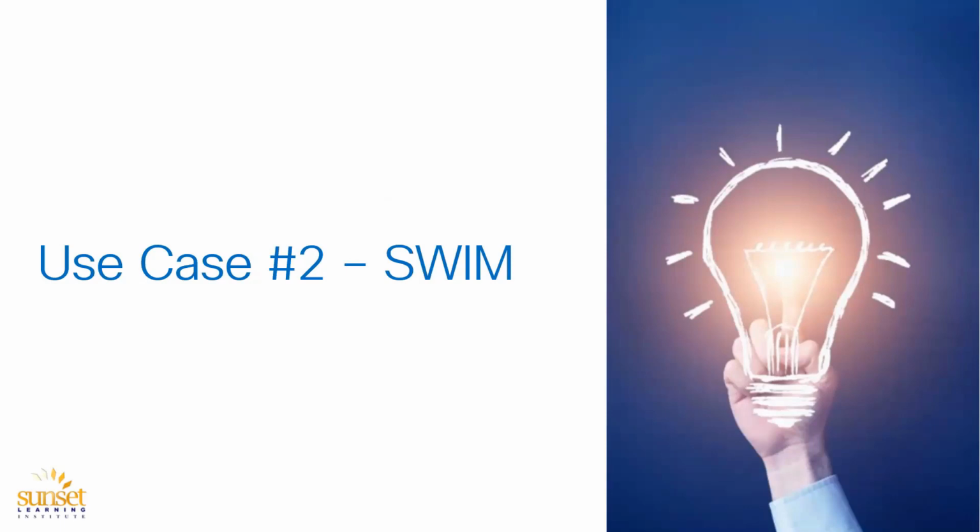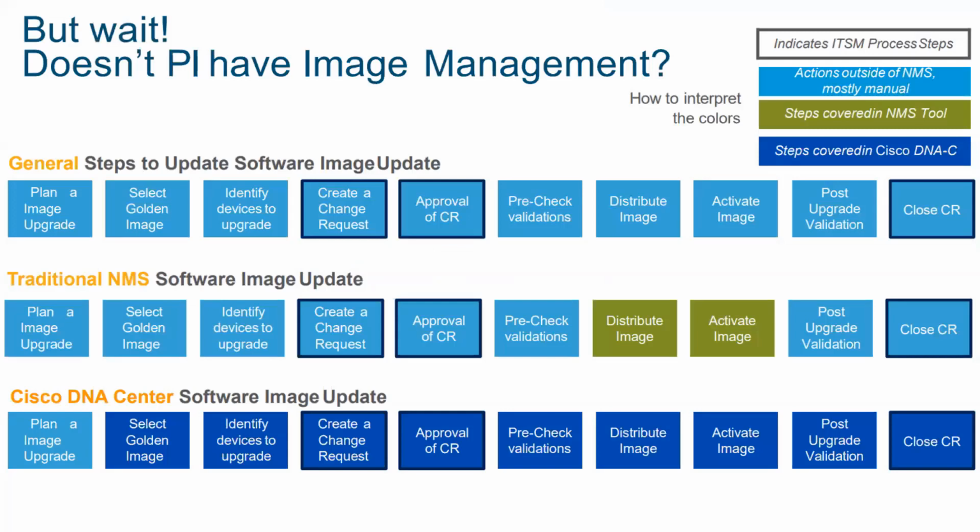The second use case you're going to see is SWIM, software image management, which exists on other network management systems. We all know that Prime Infrastructure can do that. But let's first compare the steps to update a software image manually and with Prime Infrastructure before we go to DNA.